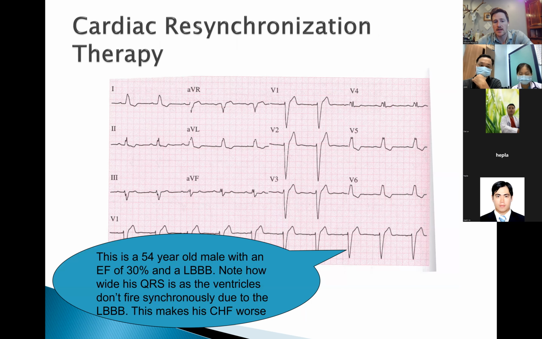So this is a 54-year-old. He has an EF of 30% and a left bundle branch block. So we can see how wide his QRS is, because the ventricles don't fire synchronously due to the left bundle branch block. So this makes the congestive heart failure worse in this patient. So left bundle branch block with CHF, they're generally going to have worsening of their CHF.